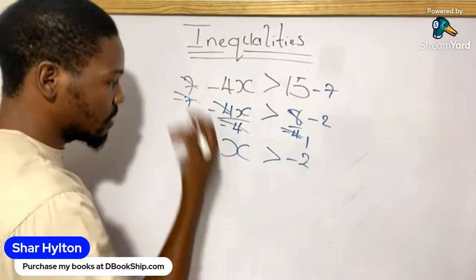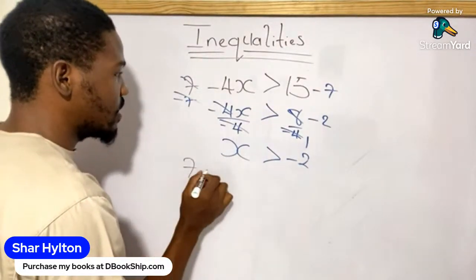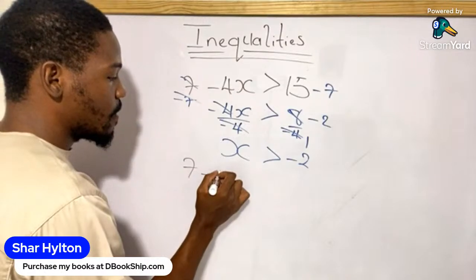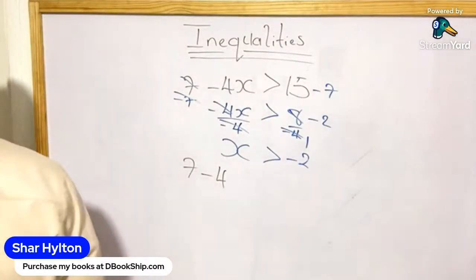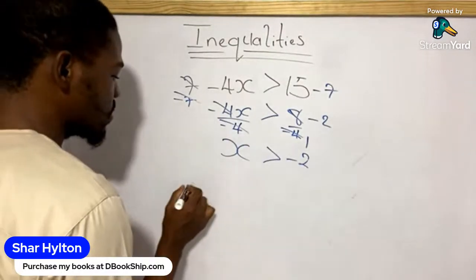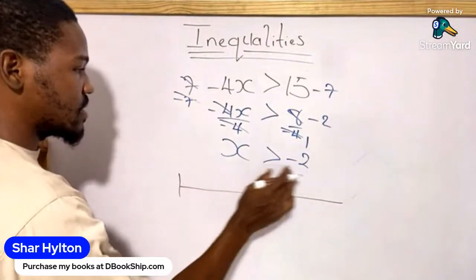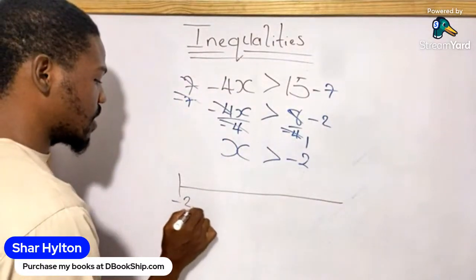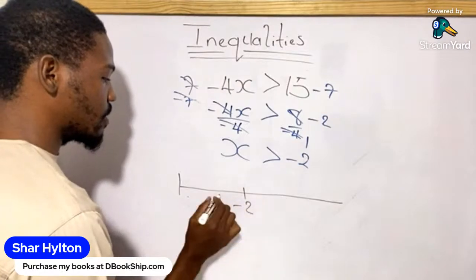So we're going to look at testing this one as well. We're going to rewrite 7 minus 4x. And before I even write it out there, it's excellent to establish the number line. So we're going to have our number line. Now in my number line, we said that x is greater than negative 2, so we're going to start with the negative 2.